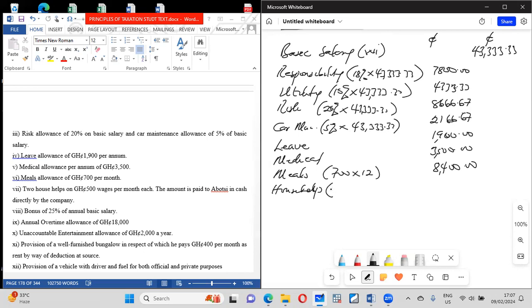But if the people were paying the house help directly, it would be a benefit in kind. But this one, he's receiving the money directly. So 500 per month, and they are two, so multiply by two again. House help, two, by 12 by 2. That is 12,000.